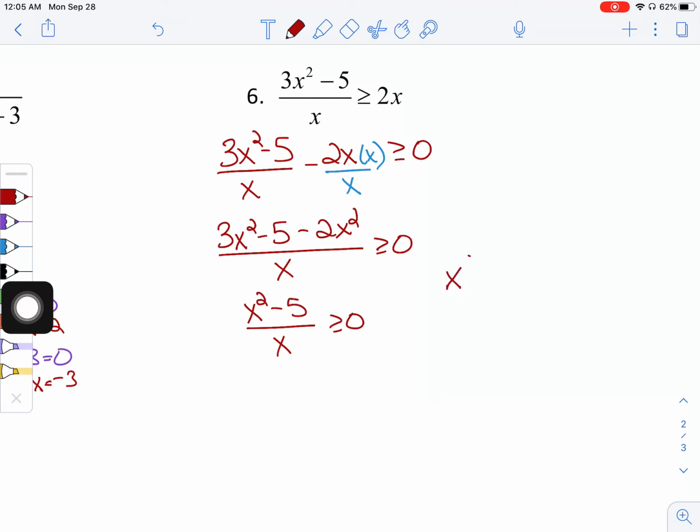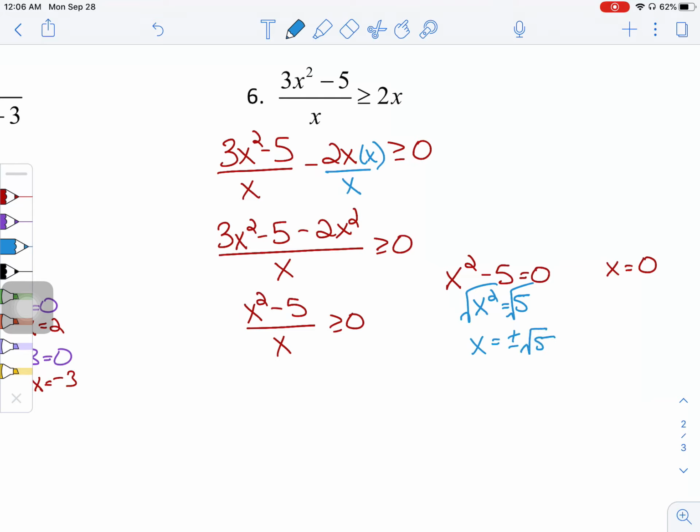So I'm still going to take that numerator, set it equal to 0, and take the denominator, set it equal to 0. Conveniently, that denominator is now done. For the numerator, x squared is equal to 5. I'm going to go ahead and take the square root of both sides. So x is equal to plus or minus root 5. So I've got 3 critical values here: negative root 5, 0, and positive root 5.